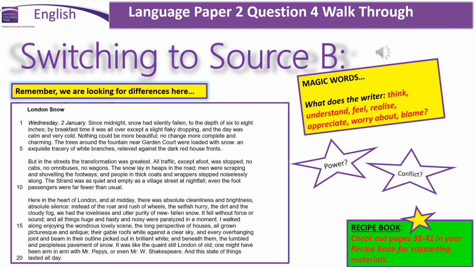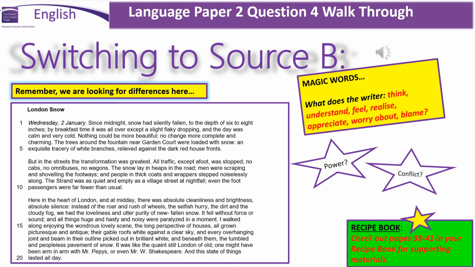Line 14, I walked along enjoying the wondrous lovely scene. It's almost as if he thinks he's in a Christmas card scene here. He's walking down the street and he's taking everything that he can see. He sees the long perspective of houses, all grown picturesque and antique, their gable roofs white against a clear sky, and every overhanging joint and beam in their outline picked out in brilliant white.